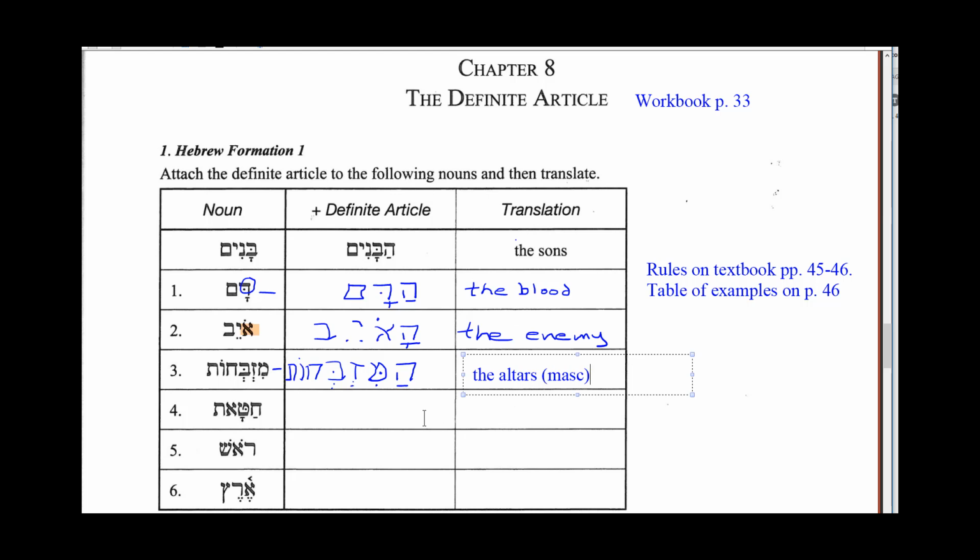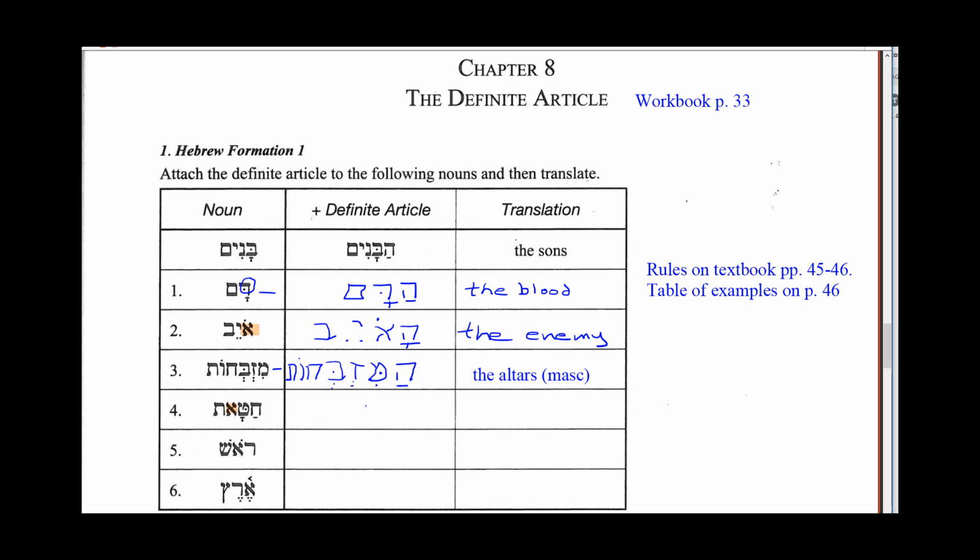Okay, let's take a look at our next one here. This is chattot. Notice that the aleph here is quiescent. It has no vowel of its own. So it's treated like it's not there in terms of pronunciation. We just have chatat.